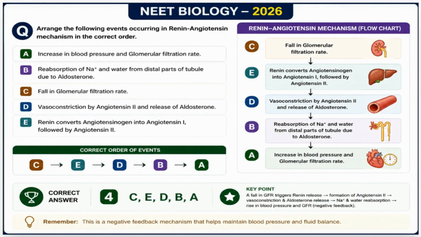Arrange the events in the renin-angiotensin mechanism in the correct order. The sequence is: fall in GFR, renin converts angiotensinogen to angiotensin II, vasoconstriction and aldosterone release, Na+ and water reabsorption, and increased blood pressure and GFR.